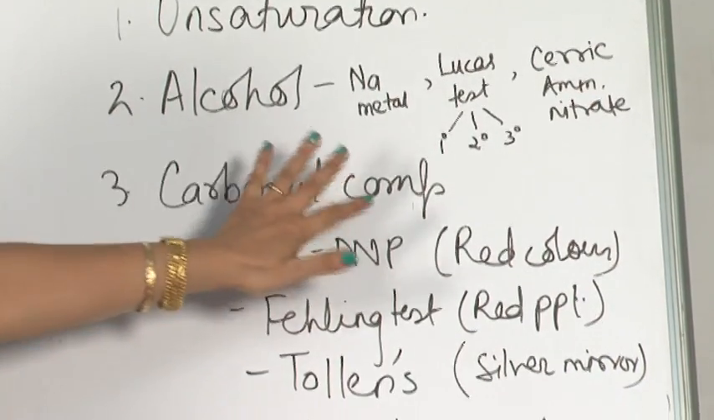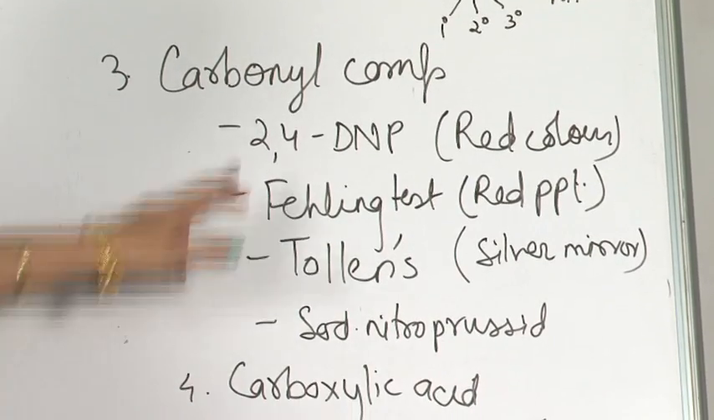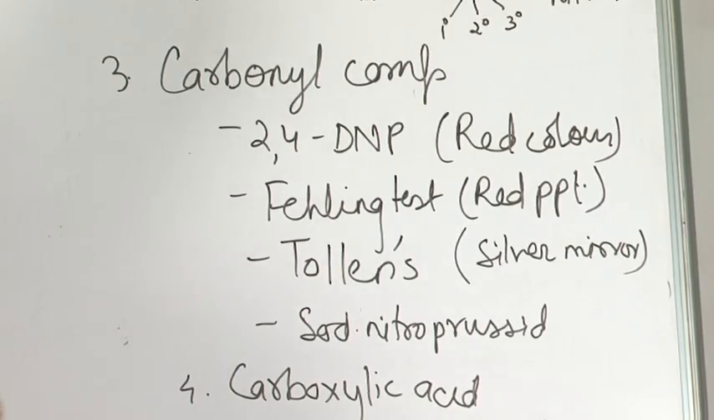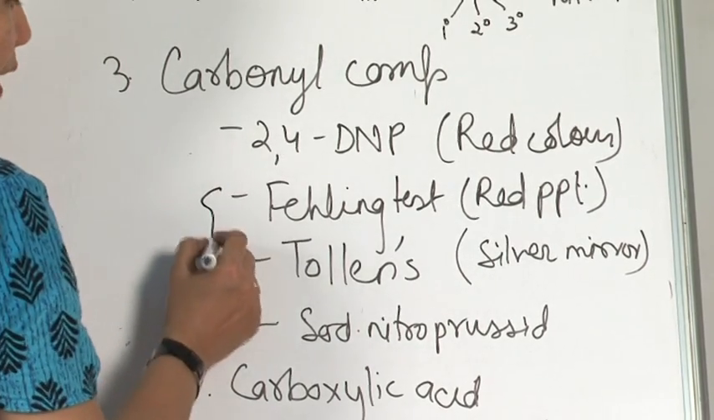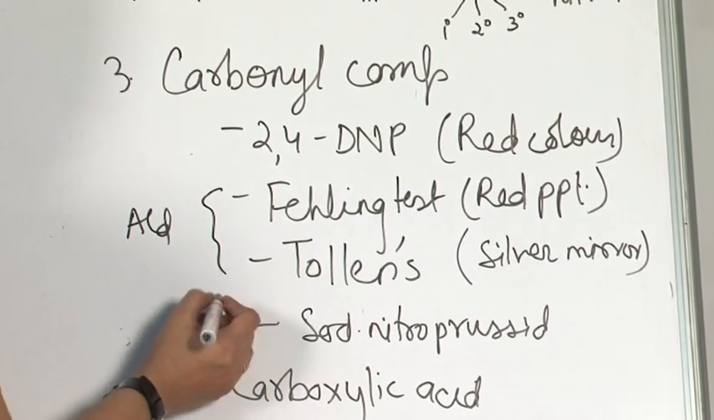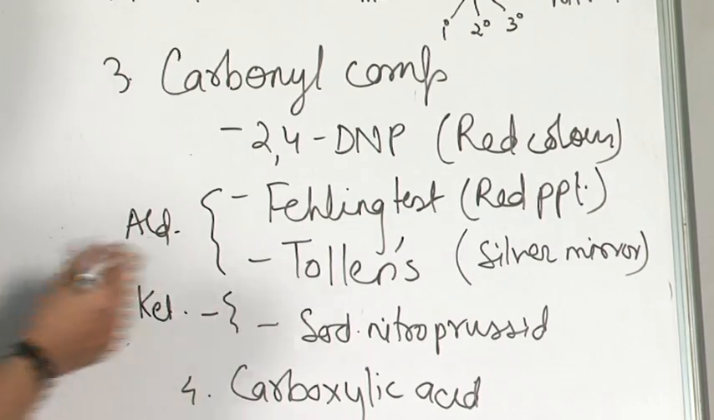Third one, the carbonyl compounds. I hope you remember carbonyl compounds, aldehydes and ketones. They give the 2,4-DNP test, red color. Then I have written here certain tests, Fehling's and Tollens', which are only given by aldehydes, whereas the sodium nitroprusside test is only given by the ketone group.